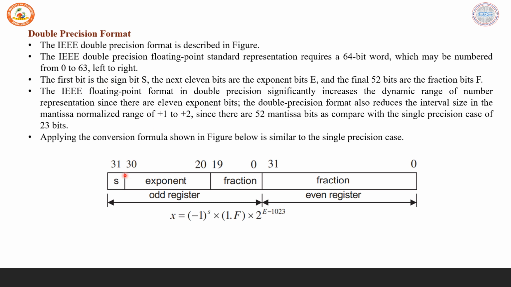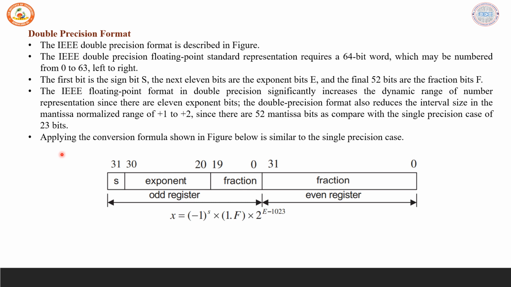The first bit happens to be the sign bit. The next 11 bits are the exponent bits. The final 52 bits are the fraction bits. The IEEE floating point format in double precision significantly improves the dynamic range of number representation since there are 11 exponent bits. The double precision format also reduces the interval size in the mantissa normalized range between +1 and +2, since the total 52 mantissa bits are available in comparison with that of single precision, which has only 23 bits.